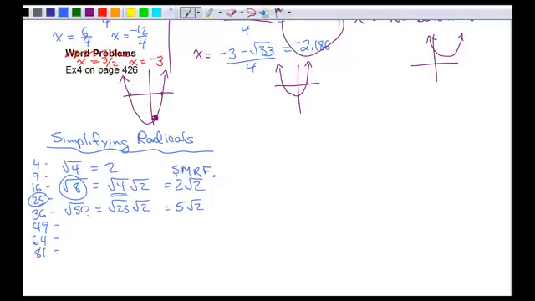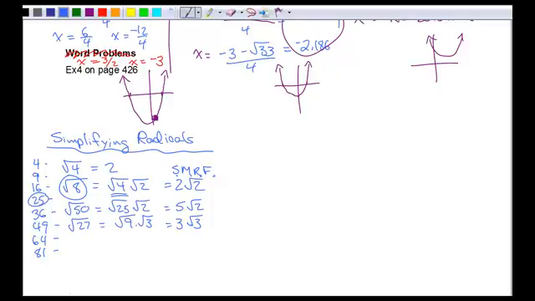If I had something like root 27, that would be like saying root 9 times root 3. Square root of 9 is 3, and that would give me 3 root 3.